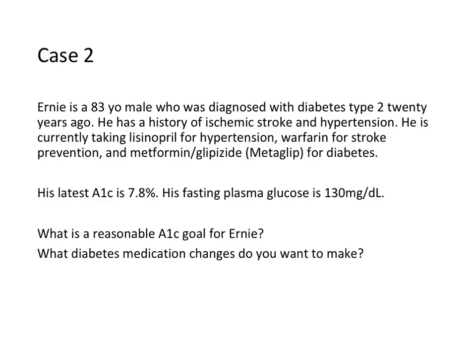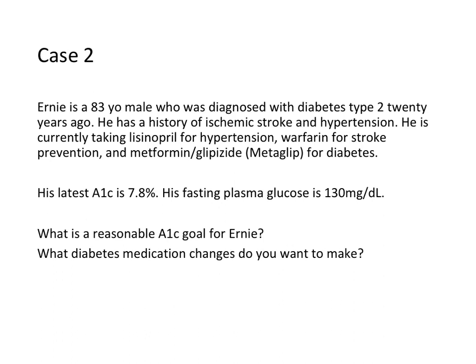Okay, let's talk about case number 2. We have Ernie. He's an 83-year-old male diagnosed with type 2 diabetes 20 years ago. He has a history of ischemic stroke and hypertension. He's currently taking lisinopril for hypertension, warfarin for stroke prevention, and a combination medication for diabetes, metformin plus glipizide. Glipizide, if you'll recall, is a sulfonylurea. His latest A1C is 7.8, and his fasting plasma glucose is 130.